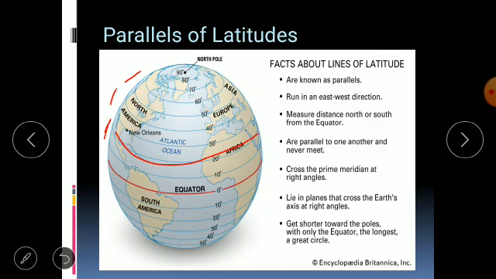The equator is the most important latitude. It is the 0 degree latitude and it is the largest latitude. It is important because it is the exact center of the earth. It is also called the Great Circle as it divides the earth into two halves, the northern hemisphere and the southern hemisphere.